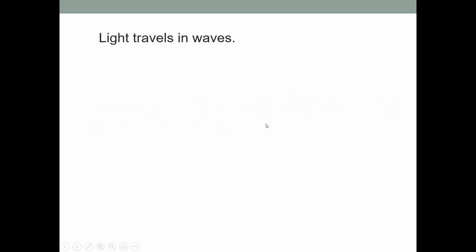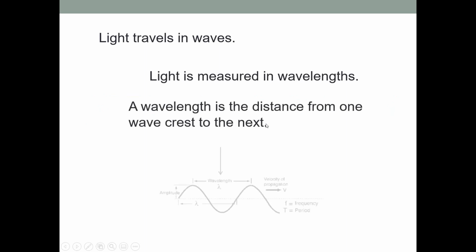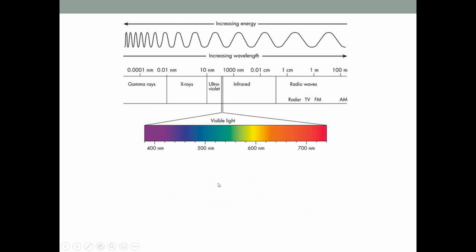So light travels in waves, and one of the best ways we have of quantifying light is in wavelengths. So the wavelength is simply the distance from the crest of one wave to the crest of the next wave, and it's usually symbolized as the Greek letter lambda. Not all wavelengths are the same for light. It comes in a wide range of wavelengths, as you can see from the spectrum here.